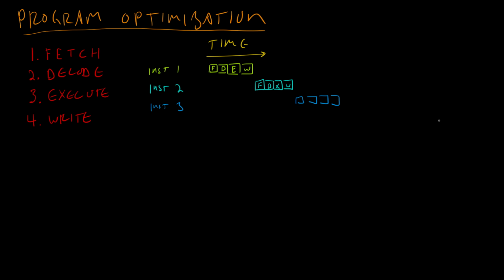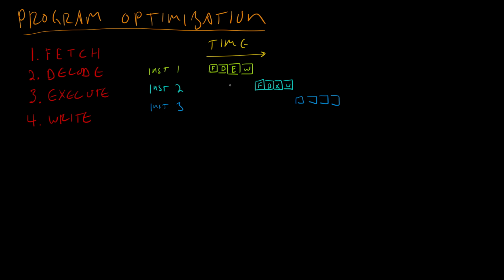We can do this a little bit faster. And the key to knowing how to do it faster is to realize that each one of these steps is a different series of circuits in the processor. Okay? The fetch circuits are different than the decode circuits, are different than the execute circuits, and so on.